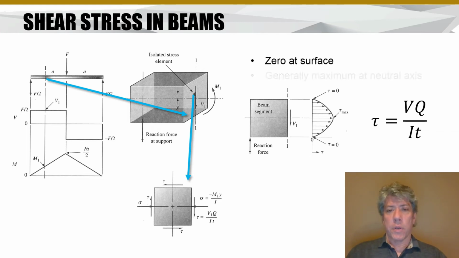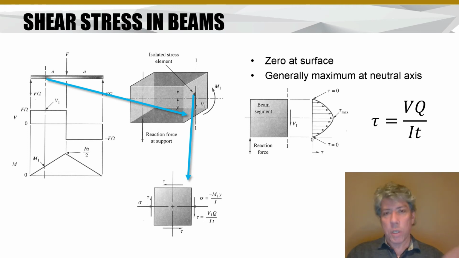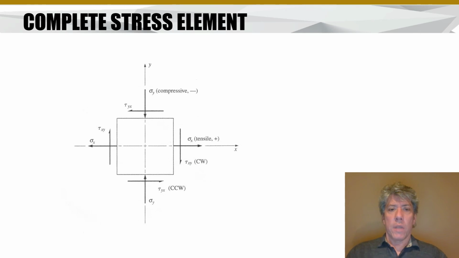Alright, I already mentioned it's 0 at the upper and lower surface. Usually it's maximum at the neutral axis. That's not always the case, but usually that's the case. So here's our, I would say, complete stress element.